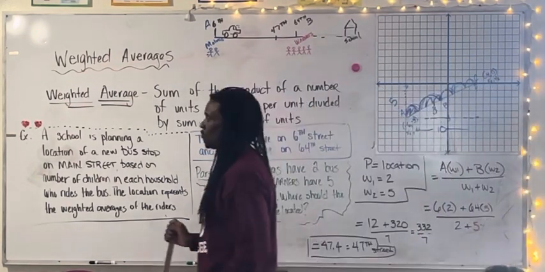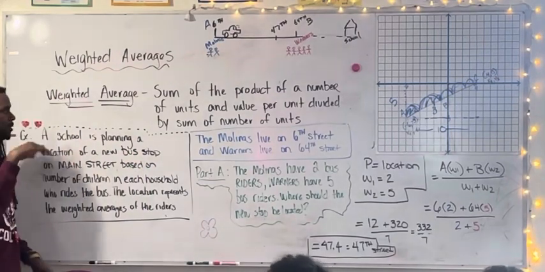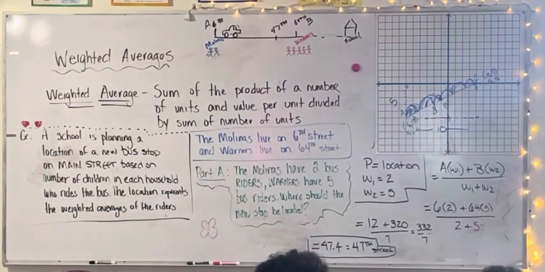So, weighted averages, the last thing. This is very similar to the partitioning of the line segment, except you're not partitioning, you're not dividing. You're just going to be calculating the weighted average.